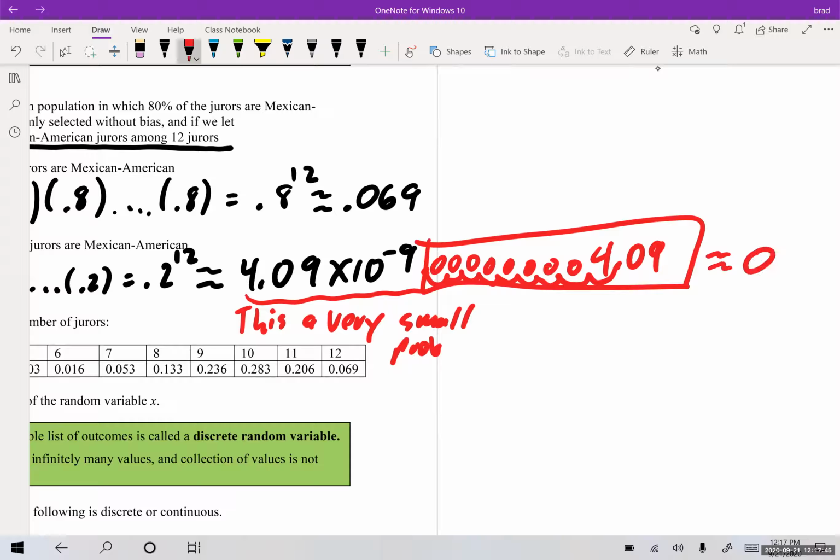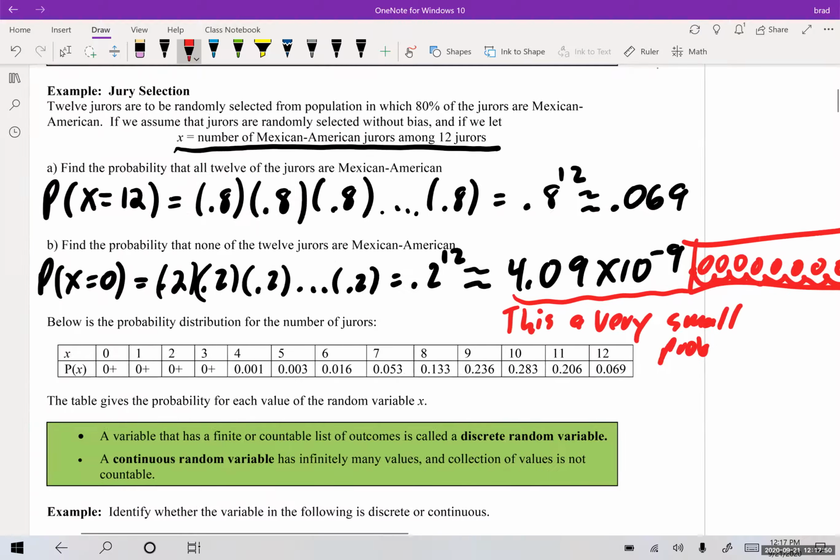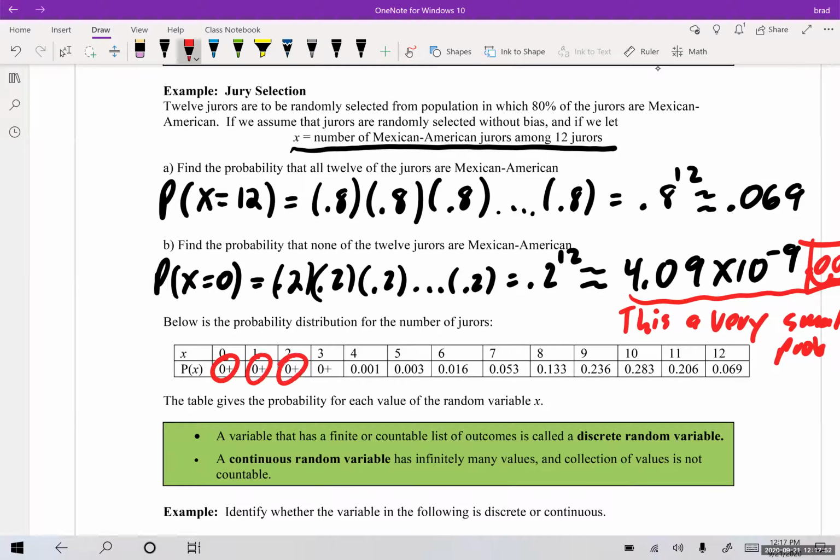That's almost zero. In your book, they write it as 0 plus sometimes. So you see all these 0 pluses? That means that it's not actually zero, but it's so close to zero you can't tell the difference. It's a very, very small probability.